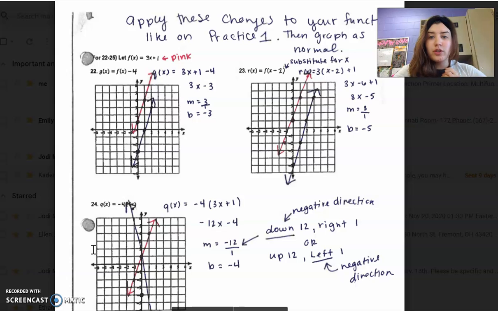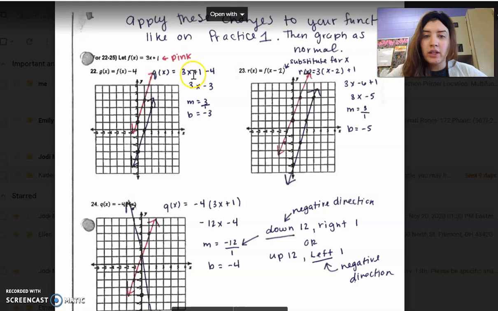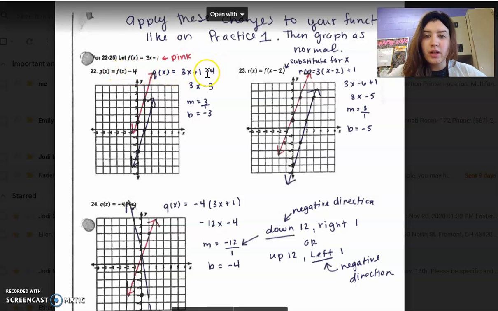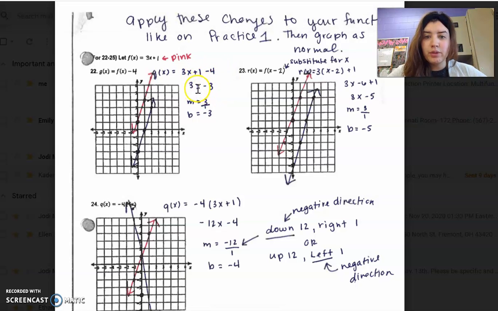So for 22, we have our parent function, 3x plus 1, which is f of x minus 4. So I just stuck that minus 4 on the outside, combined like terms. I got 3x minus 3. I found m, which is our slope. I found our y-intercept, which is b. And all I did was plot the y-intercept, go up 3, right 1, and now we have our new graph.